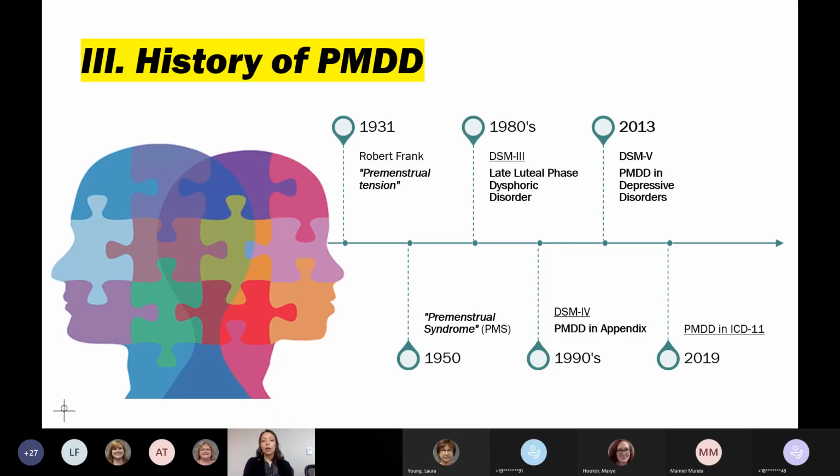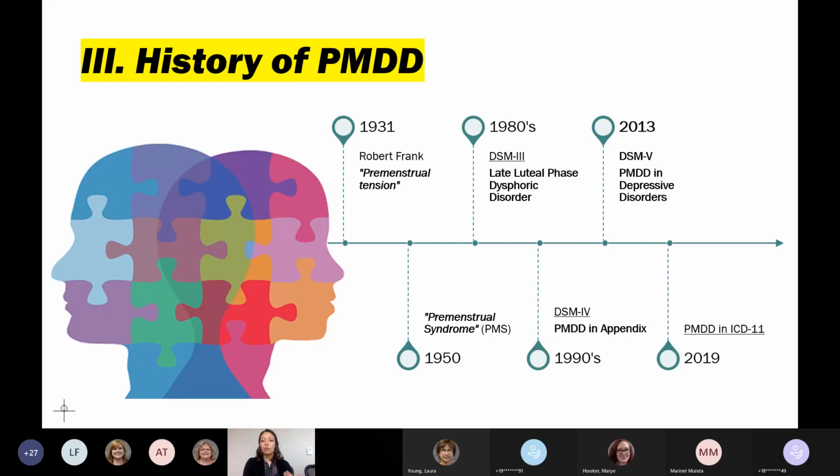So in 1931, Robert Frank, we have the first modern research on PMDD. He had observed in 15 women this phenomenon of mood-related symptoms that appeared tied to the menstrual cycle, and he coined the term premenstrual tension. Later in the 1950s, premenstrual tension was replaced with PMS. In the 1980s, in the DSM-3, we see the first emergence of what they termed at the time late luteal phase dysphoric disorder. And then in the 1990s, that was termed premenstrual dysphoric disorder, or PMDD, and it was included in the appendix, not the main body of the DSM text. I'll talk more about that in a second.